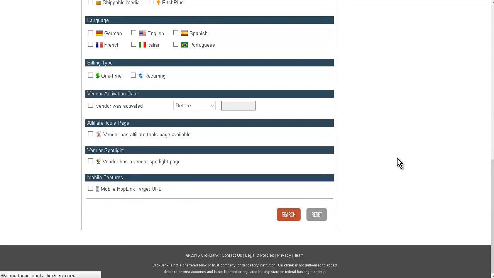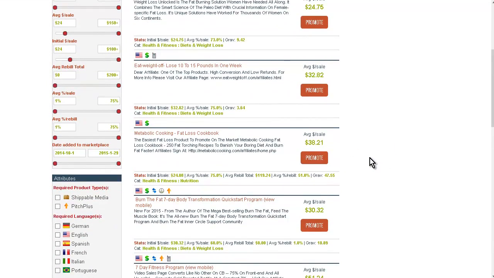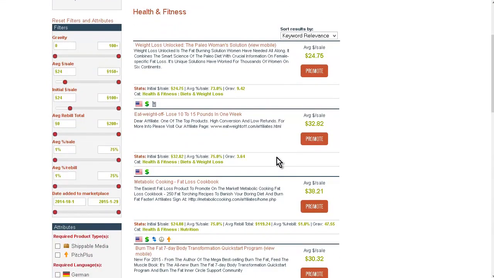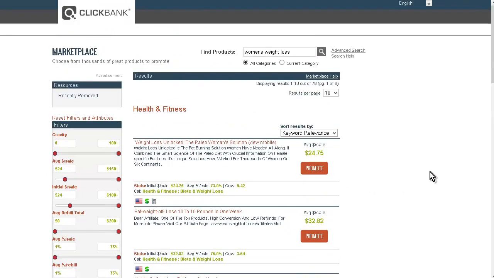Okay, so that'll narrow it down a little bit. Let's do a search here. Okay, and this has done the initial narrowing down of products for us. So it's got things with the gravity in the range that we want, more or less. I mean, we need to look a little more closely. For instance, this one has a gravity of 9.42. So that one is okay. But if you find one with a gravity of zero, you may not want to use that one, okay? So you're still going to need to look at these and see where your gravities are falling before you go look at the product itself.